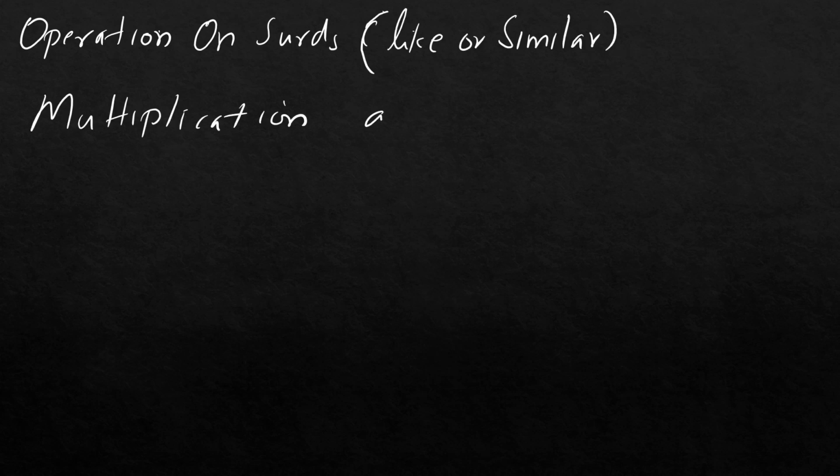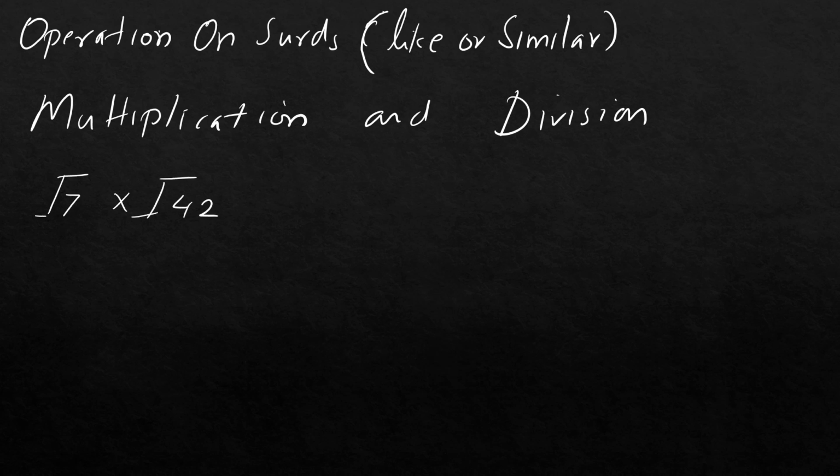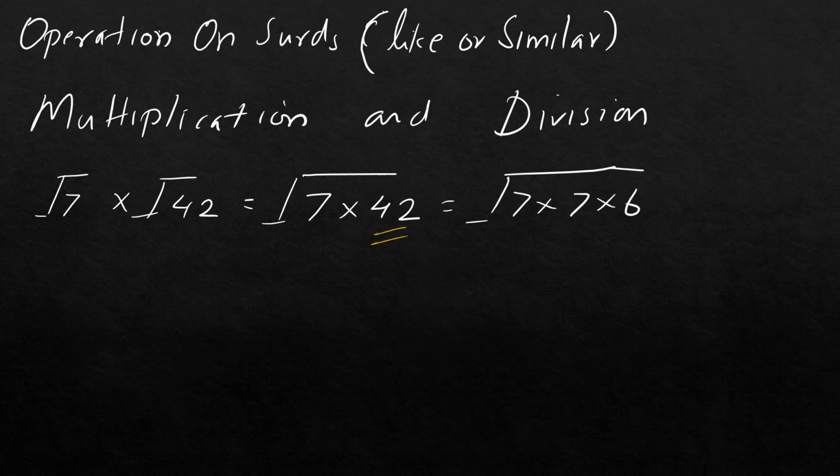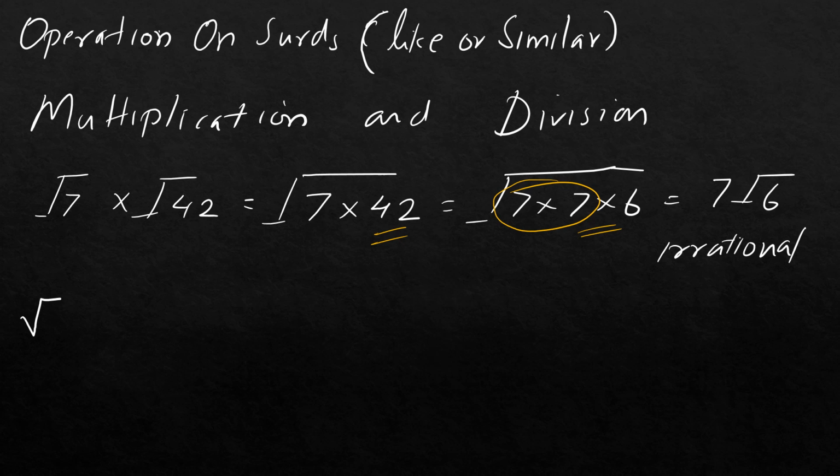There can be multiplication and division also in this format. If you are thinking about multiplying surds, we can carry out multiplication also. If you are thinking about root 7 into root 42, simply multiply, and we can say that 42 can be written as 7 into 6, and we are getting a pair of 7. Naturally, we will write 7 root 6, and it is an irrational number. There is no guarantee whether it will be rational or irrational. Irrespective of that, we will do this multiplication like this. Sometimes it will be rational, sometimes it will not.